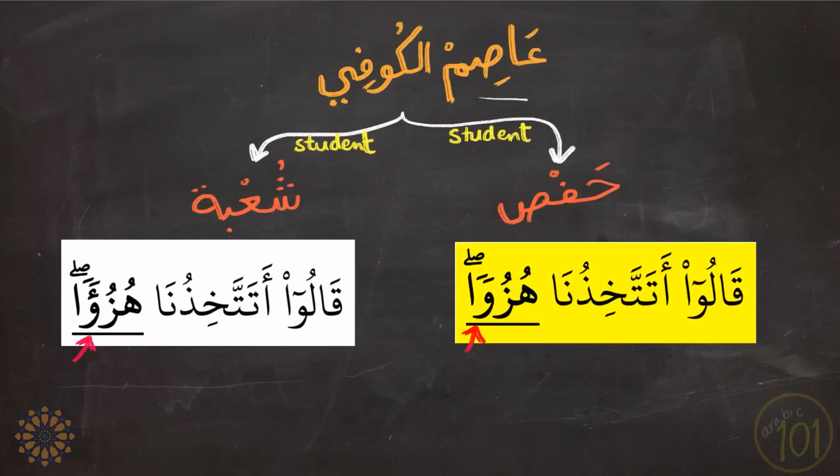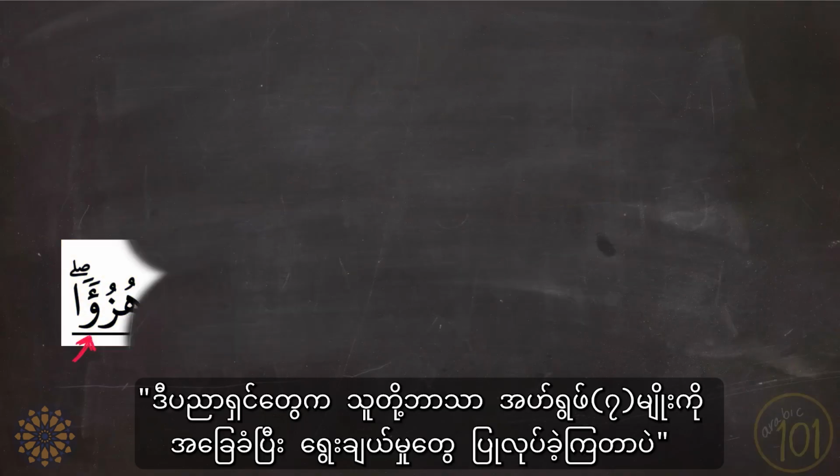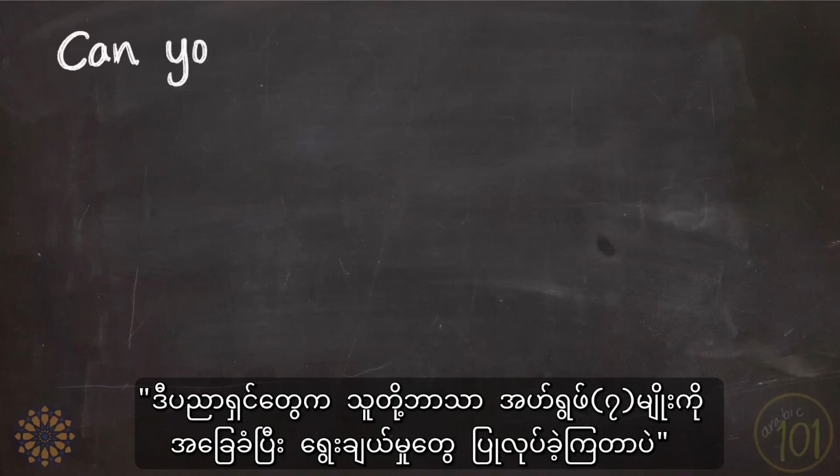قالوا أتتخذنا هزوا. So now you might be thinking, well, these people have made choices based on the 7 Ahruf.